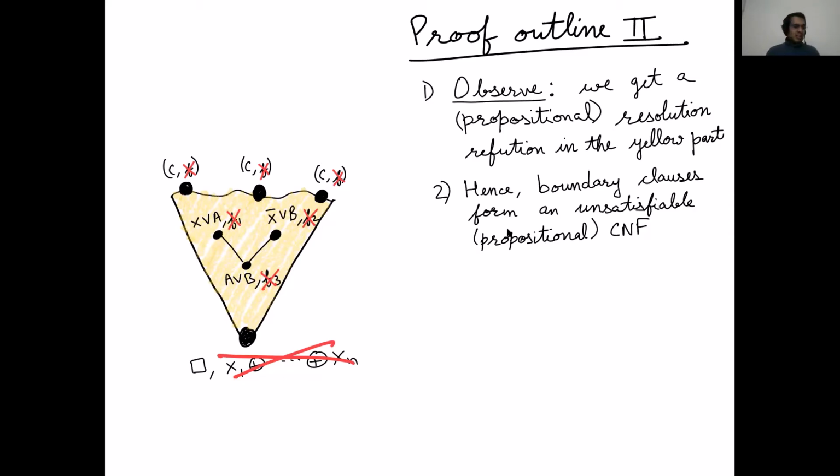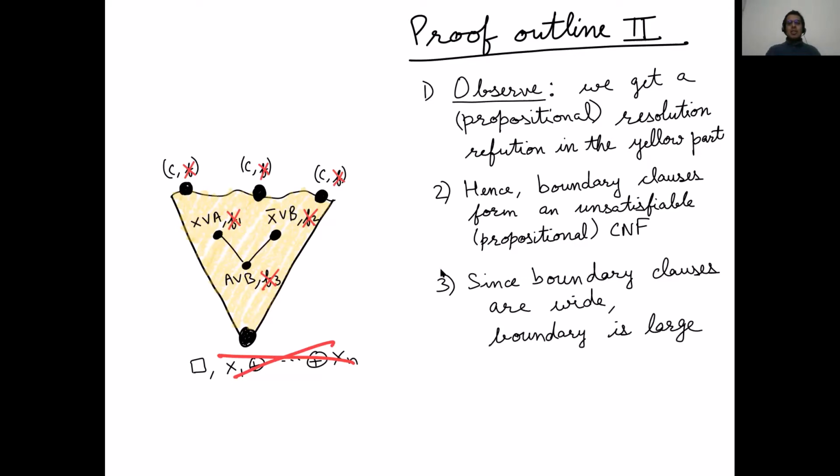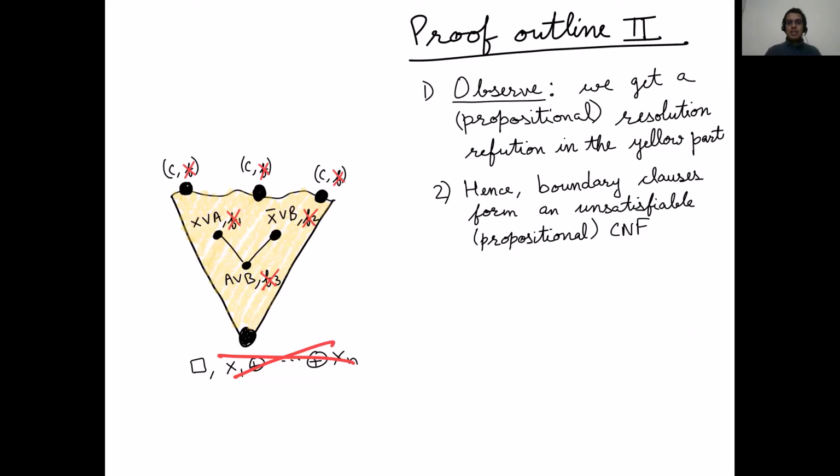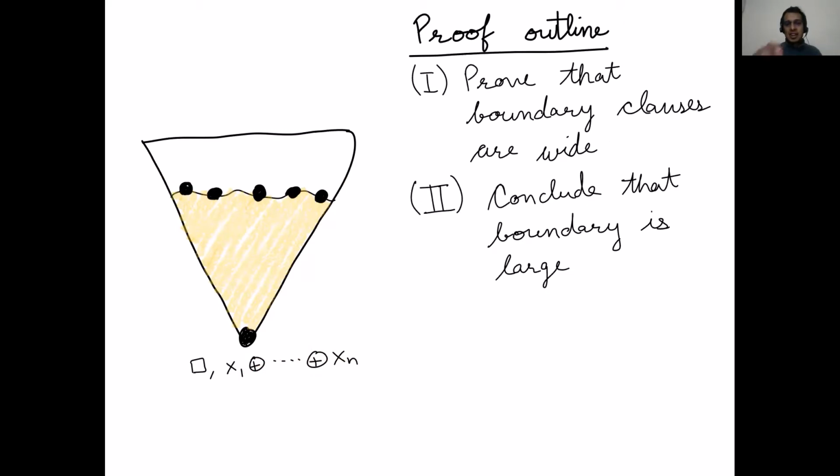And from this, what we can conclude is that the clauses on the boundary form an unsatisfiable CNF formula. And from this, since the boundary clauses are wide, the boundary has to be large. Okay, so this is very easy to prove. So this finishes the second step. Now let me do the first step.